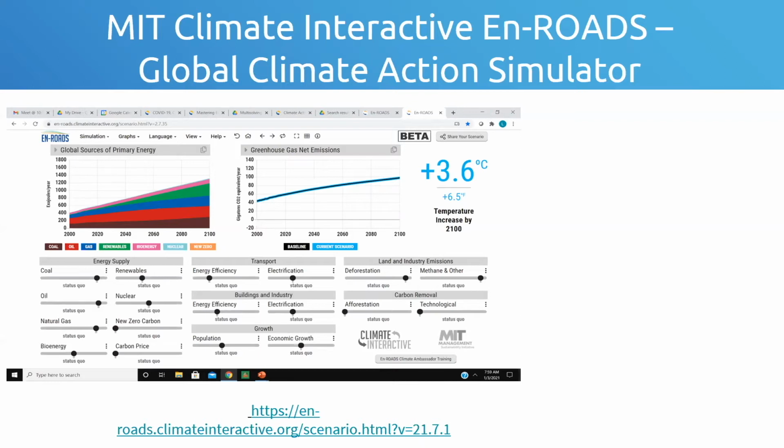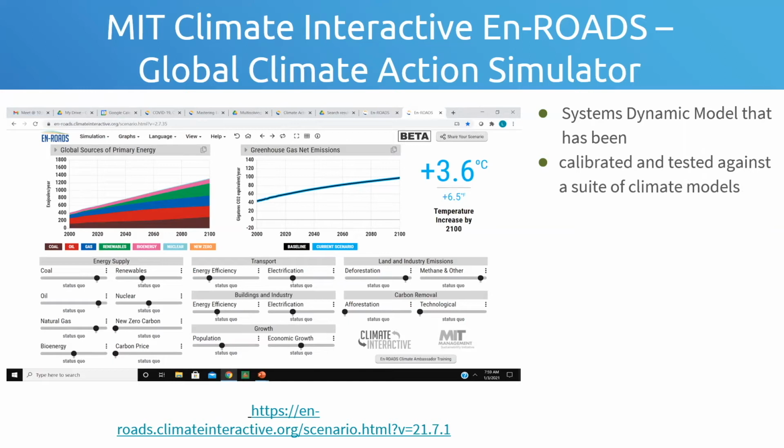So what we'd like to do in the video today is review MIT's Global Climate Action Simulator. It is in particular a global simulator. I want to emphasize that it's not specific to the US. It's a macroeconomic model, a systems dynamic model, if you will, that is calibrated and tested against a whole suite of climate models. So it's a very reliable resource.